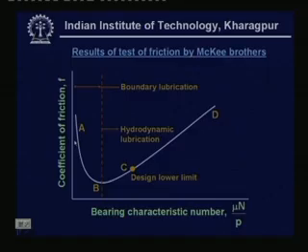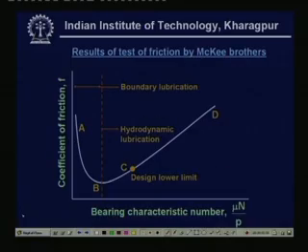Now, this is one of the plots you can see, of the coefficient of friction versus bearing characteristic number. So, what is this bearing characteristic number? This is a non-dimensional parameter which comes out in the form of viscosity, speed of the bearing and the pressure. Okay. This pressure is, as a matter of fact, the projected pressure. Means what is that one? I think I should have explained you.